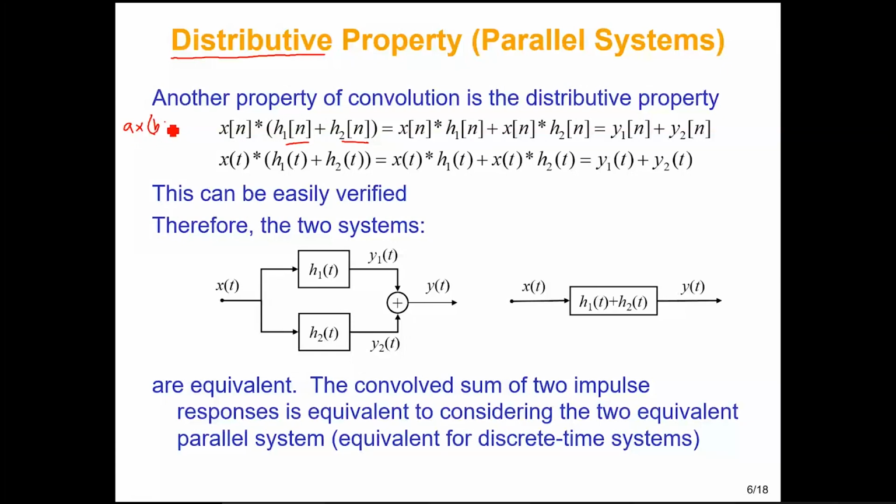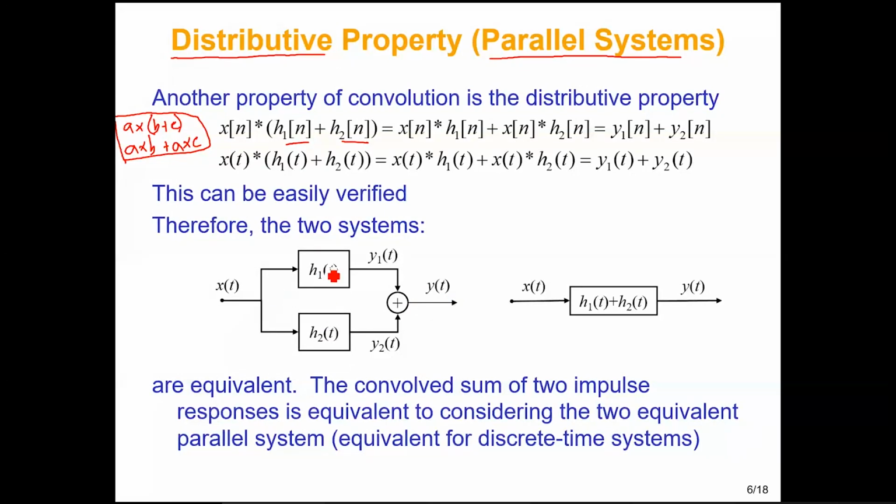This is very similar to the property that we saw for multiplication. Also, we know that we have something like this, and if you have something like this, we can just expand it this way. So the multiplication operator also obeys the distributive property, and very similarly, your convolution operator obeys this distributive property. Now this distributive property is used in a parallel system. If you remember, a parallel system is a system where the input is the same and the outputs we just add together to get the final output. So these two are known as parallel systems.